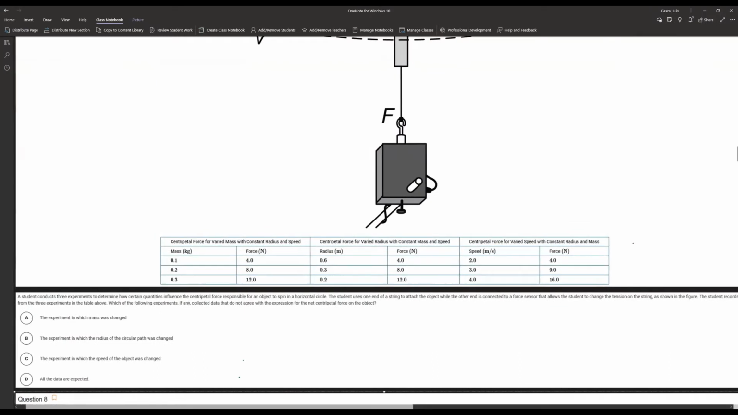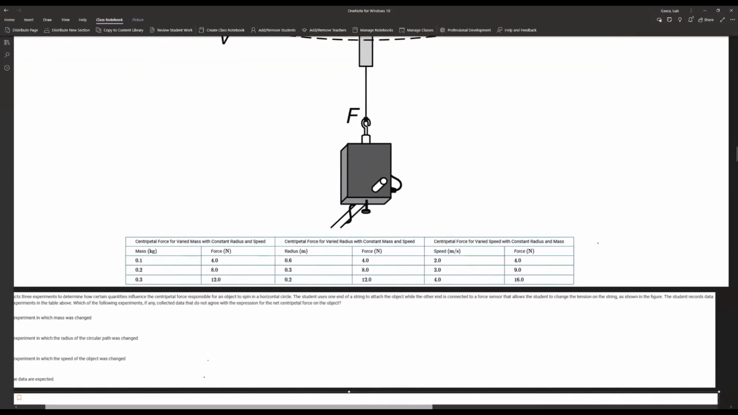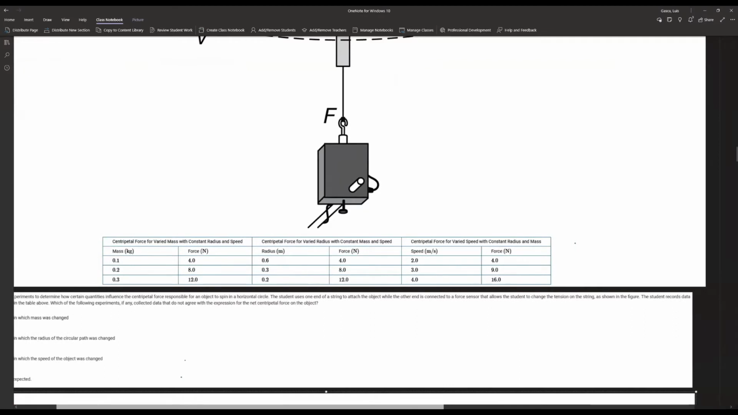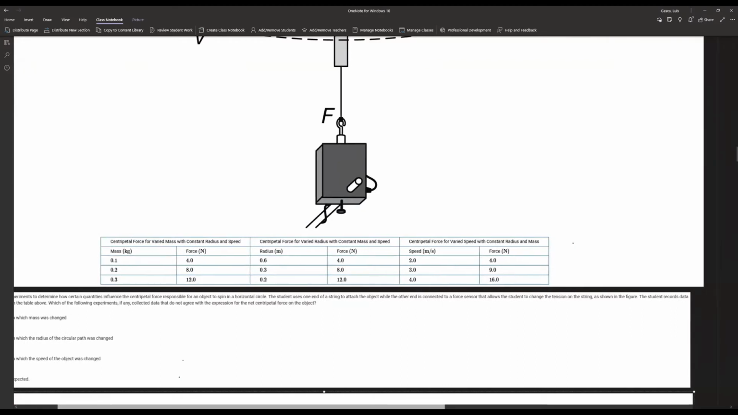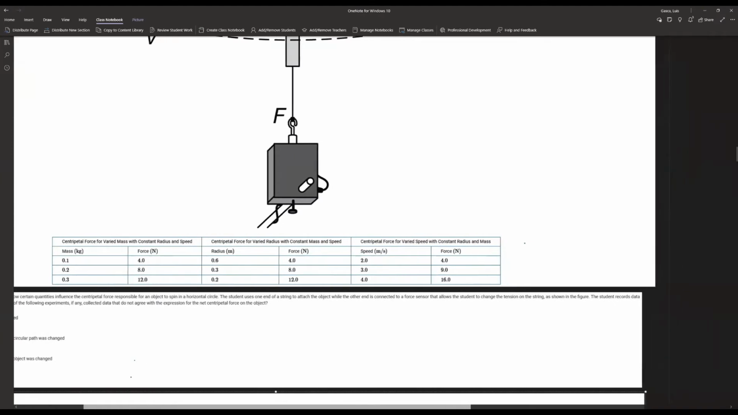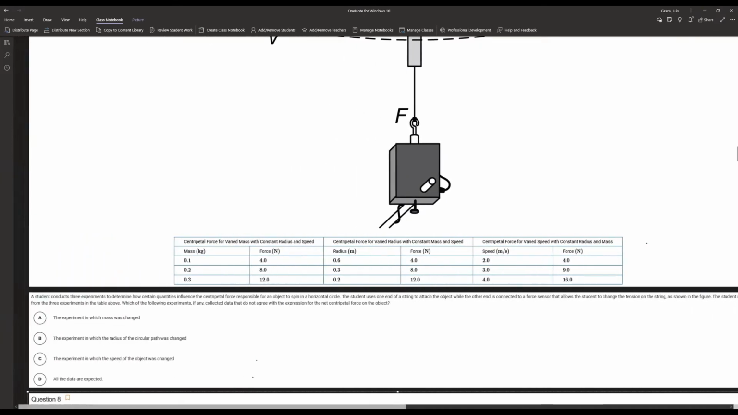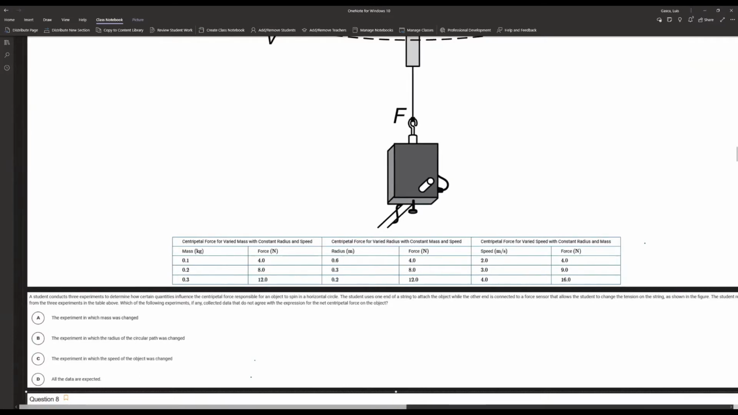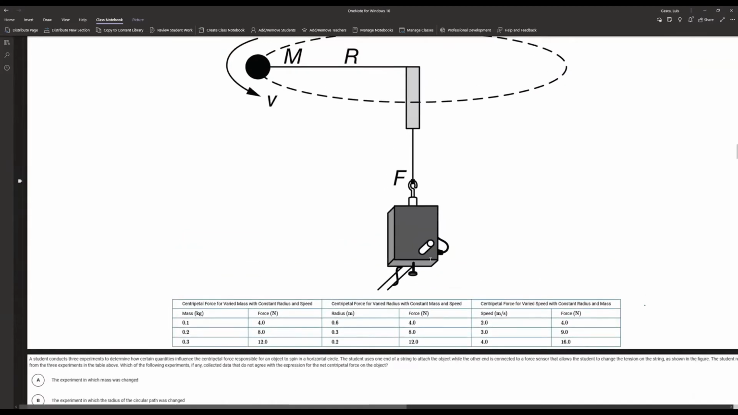It's hidden sometimes. Okay, so the student uses one end of a string to attach the object while the other end is connected to a force sensor that allows the student to change the tension in the string as shown in the figure. The student records data from the 3 experiments in the table above. Which of the following experiments, if any, collected data that do not agree with the expression for the net centripetal force on the object?